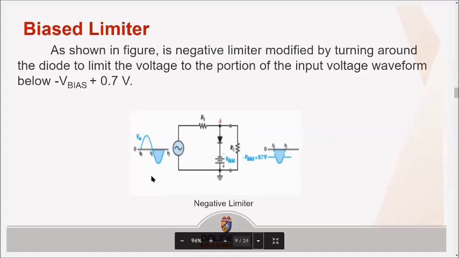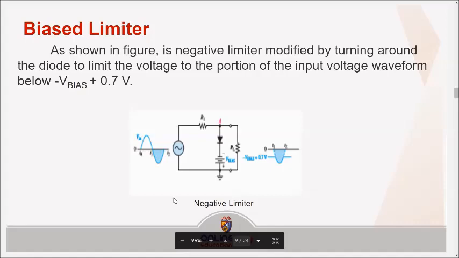How about a negative limiter? It is modified by turning around the diode to limit the voltage to a portion of the input voltage waveform below. Yung kanina ay above yung kanyang ililimit. Dito naman, ang ililimit na voltage ay yung nasa baba, below ng negative V bias plus 0.7 volts. Okay? It's called a negative limiter. Okay, nakita ninyo doon sa figure, yun yung ililimit. Lahat ng below negative bias plus 0.7 volts. That is the function of the negative limiter. It is connected in series with the diode also.